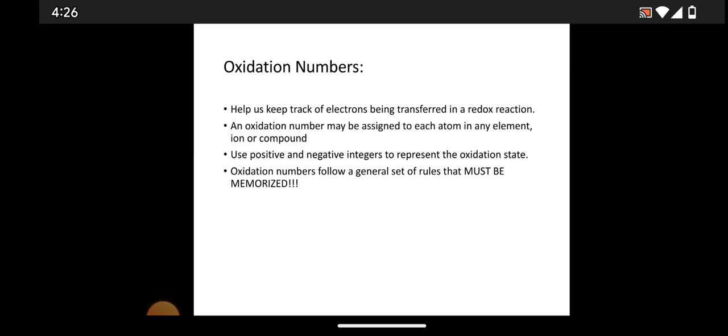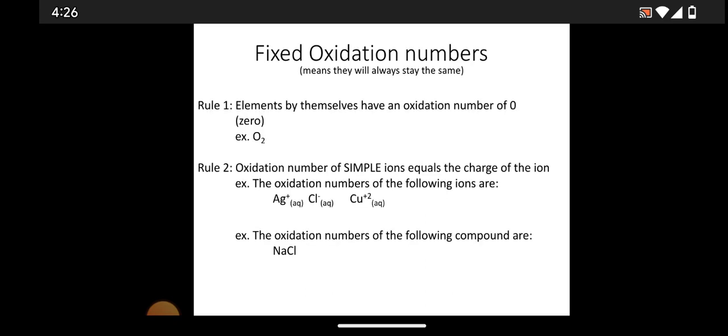Everything that you see within the reaction, every atom, ion, or compound, we can assign an oxidation number to. They are positive and negative integers. And lastly, there are some rules that we're going to memorize, and that allows us to assign these numbers.